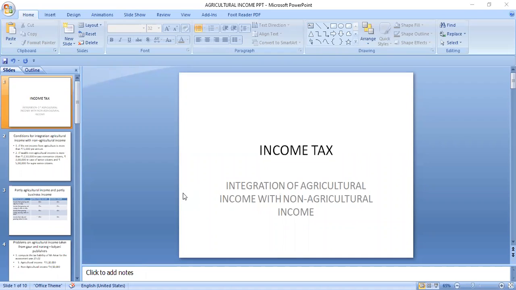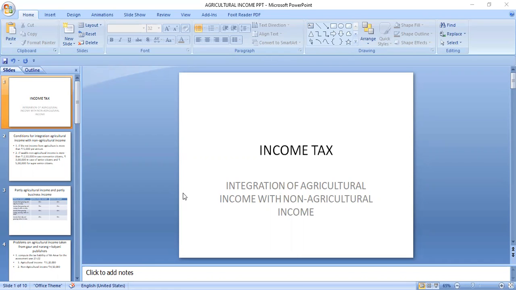Now basically, agricultural income is exempted from income tax, but why do we have to integrate the agricultural income with non-agricultural income? Because we have to club it with the non-agri income. The reason is we have to compute tax on non-agricultural income. That means we have to calculate tax on non-agricultural income. It may be income from salary, income from house property, income from business or profession, income from capital gain, or income from other sources.